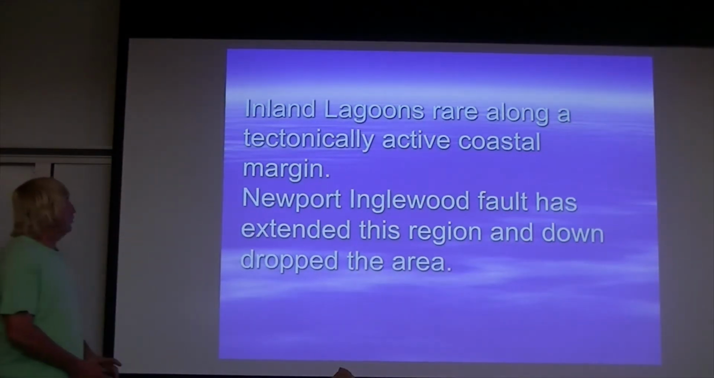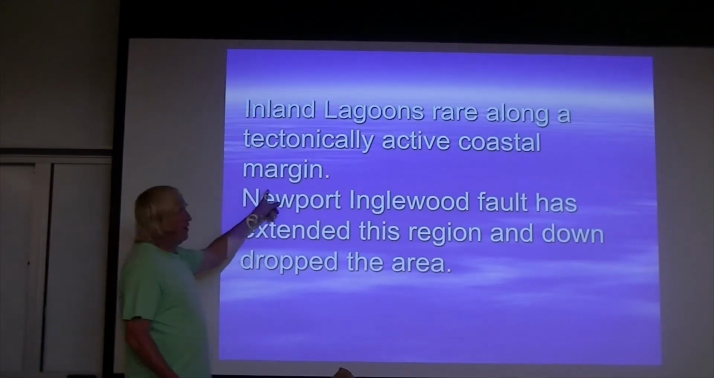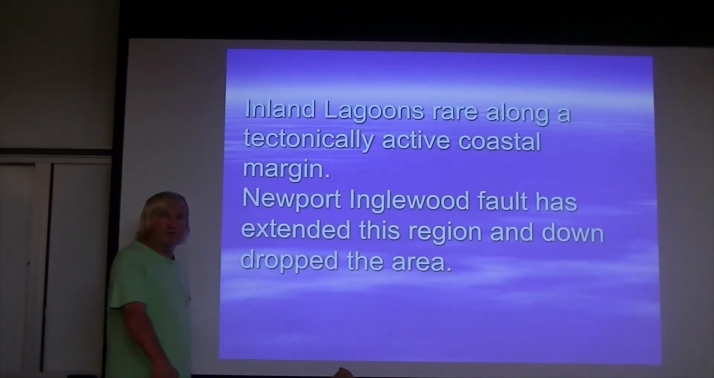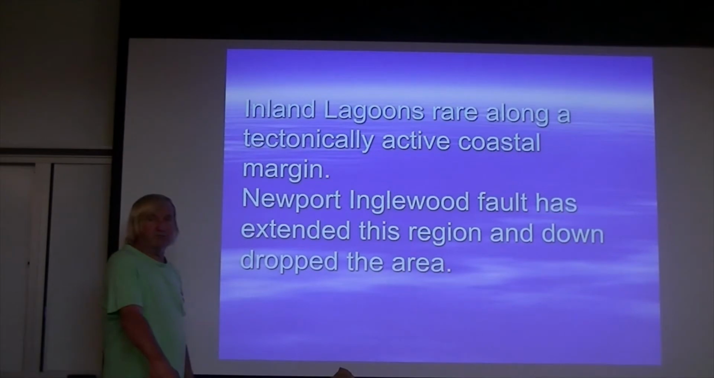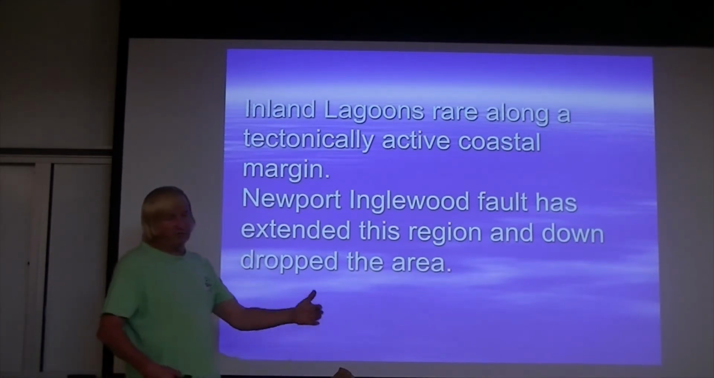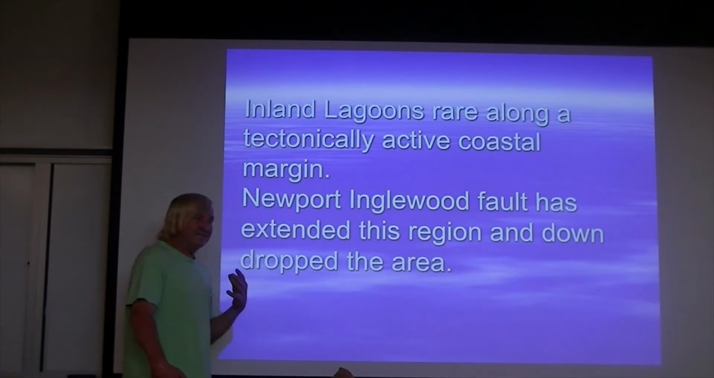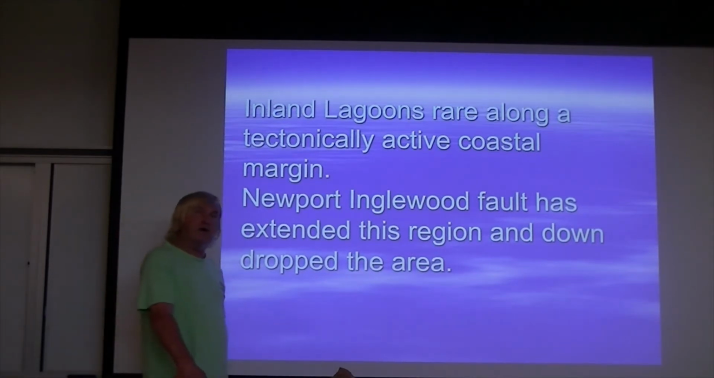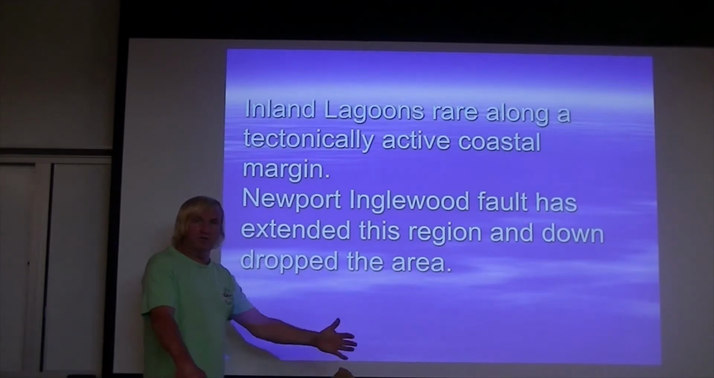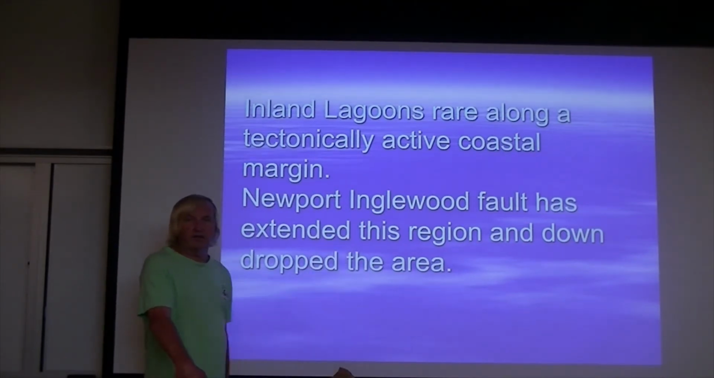So inland lagoons are rare along a tectonically active margin. We have one right along our coast near Huntington Beach. It's actually called Bolsa Chica. This is an area that does not match the rest of California. If you go up to Northern California, or down to south of San Diego, the dominant topography, the dominant seashore you're going to see where the land connects with the ocean, is going to be a very dramatic cliff.